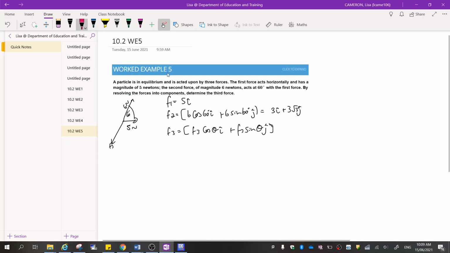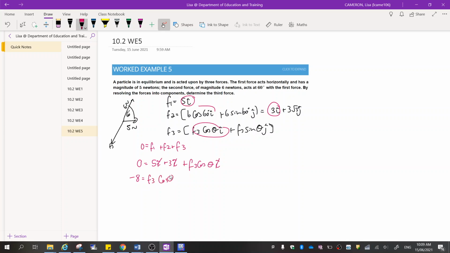Okay, so now all I'm going to do is group my like terms because I know that 0 should be equal to F1 plus F2 plus F3. So if I grab all my i components, that should be equal to 0. So 0 should be equal to, grab this, and grab this, 5i plus 3i plus F3 cos the angle i. Now I can start ignoring the i's. I don't actually do anything in this equation, but 5 plus 3 will make 8, and then I'm going to take that 8 to the other side. So negative 8 is equal to F3 cos theta.